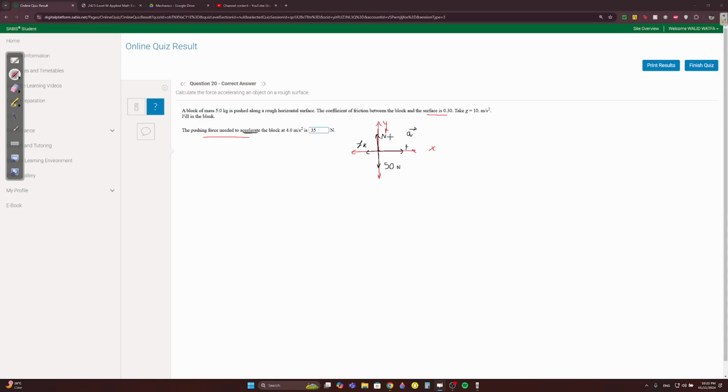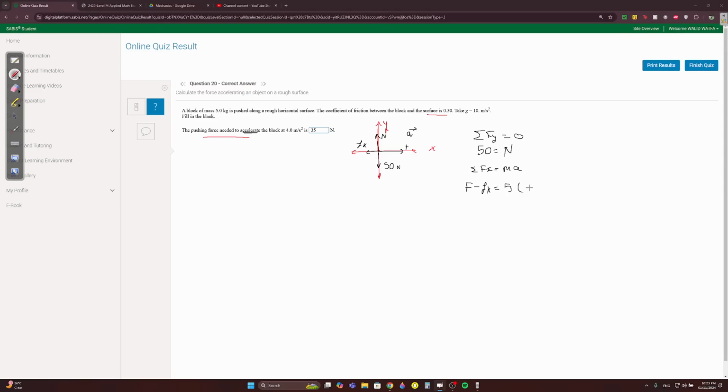It wants to accelerate. So I'm going to start with sigma Fy. Is it jumping up and down? 0? No. So N is equal to 50 newtons. What's down is equal to what's up. Okay. Sigma Fx is equal now, since we're accelerating, to ma. What are my horizontal forces? It's accelerating to the right. So F is going to be bigger. So F is bigger. So Fk is smaller. So we do minus Fk, equal to the mass. What's the mass? 5 times the acceleration.